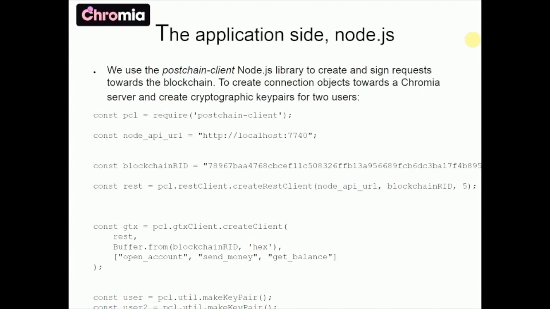And down here now it's a bit cut off, but we also generate key pairs or identities for two bank users, user and user 2. So you get both a private and public key from this command, stored in user and user 2.